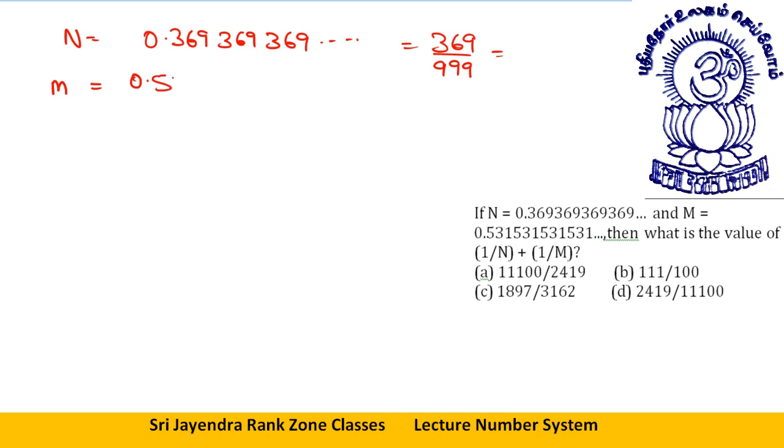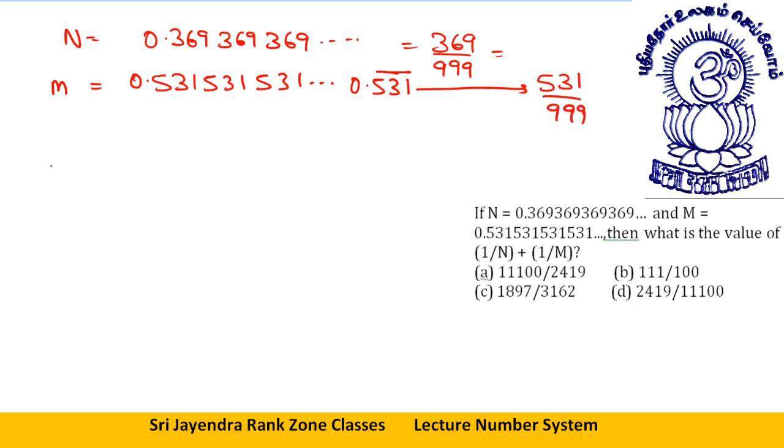Then we have m also. M is 0.531531, and so on. That is, I can say 0.531 bar, which I can express as 531 by 999. Now what we need? We need 1 by n plus 1 by m. How can this be solved? This will be solved as 1 by nm, and in the bracket, it will be m plus n.